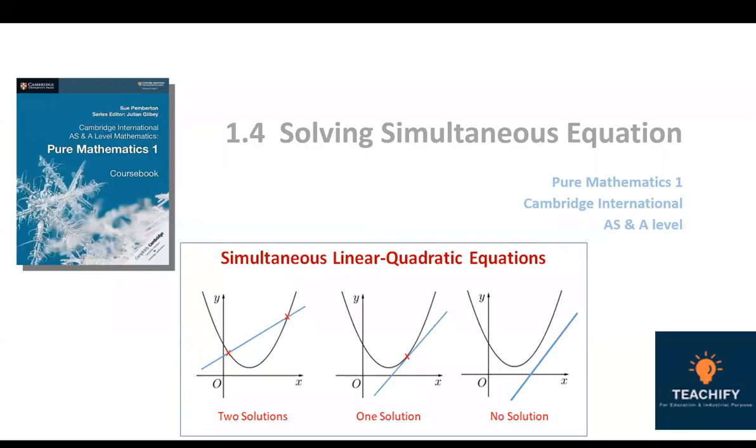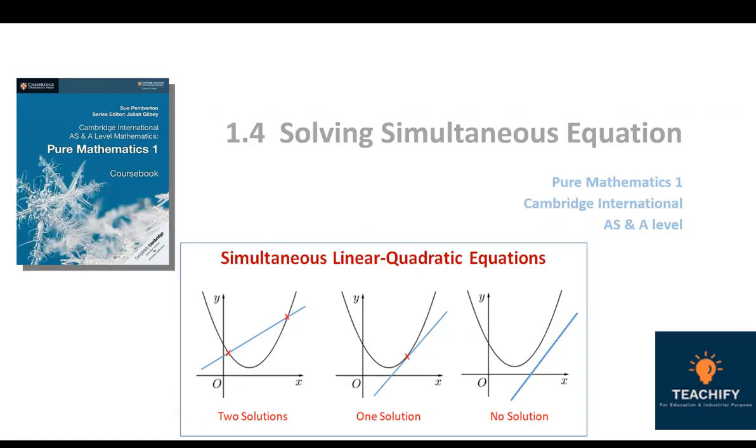Solving simultaneous equations. In simultaneous linear-quadratic equations, we generally have three possible cases. When the curve does not coincide with the line, there is no point of intersection between a line and a curve, so there is no solution. If there is only one intersection point, then there will be one solution. In case of two intersection points, there must be two solutions. So the basis of the linear-quadratic equations depends on the curve and line intersection.